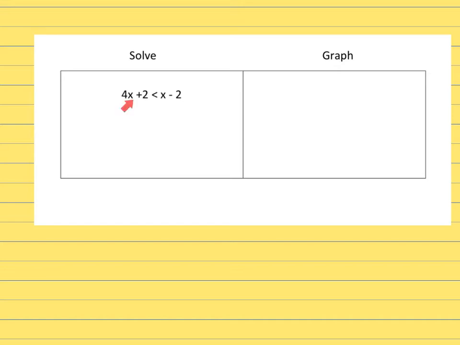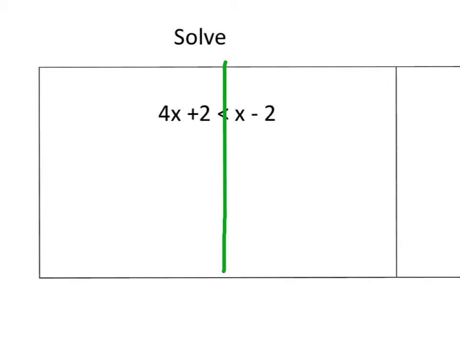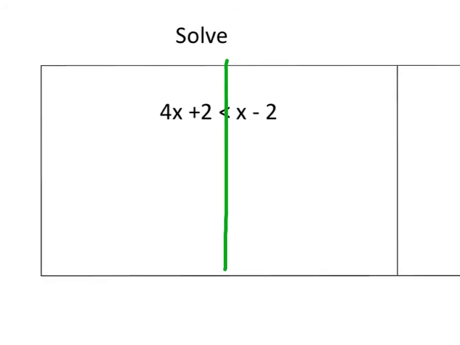Our first example says 4x plus 2 is less than x minus 2. The first thing I'm going to do to solve is just like I do in a normal equation. I'm going to draw a line down the center to separate my left side from my right side. I'm going to isolate the variable. I'm going to zoom in so I can have a better space to write. Isolate the variable, so I'm going to get rid of this variable that's on the left side. So this disappears, and whatever I do on this side, I have to do to this side.